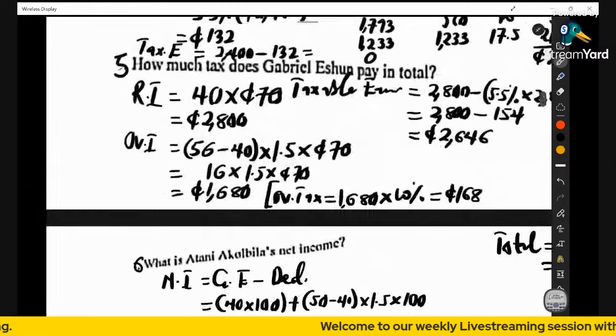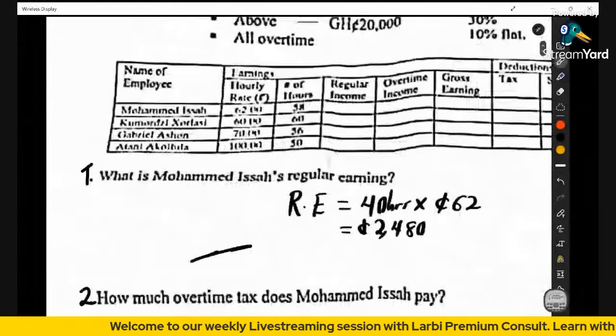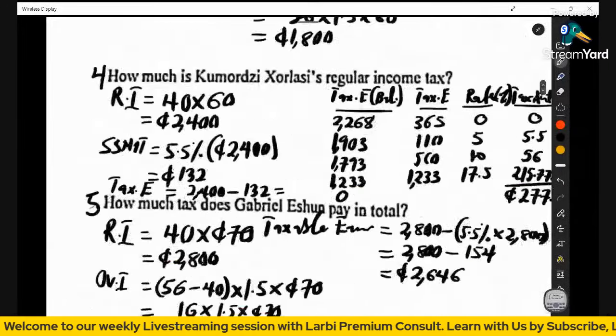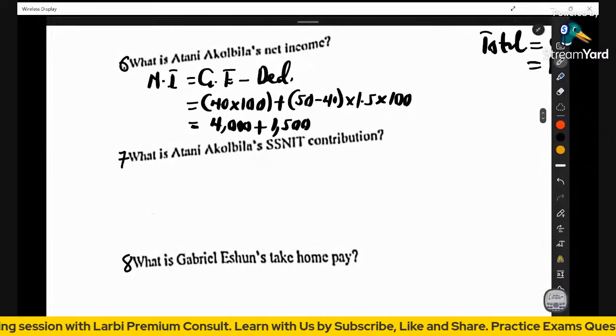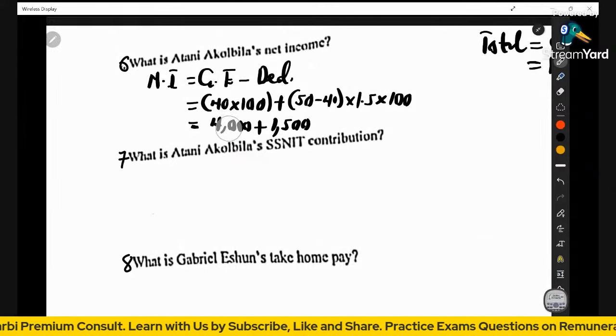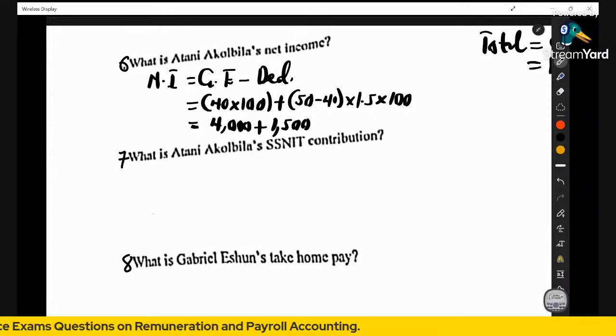So here we know that SSF goes for what? 5.5%, and his regular income is what? 4,000. So what I want to do is apply what? 5.5% on 4,000. Whatever you're going to get becomes what? The SSF contribution, and then you also take that into consideration.